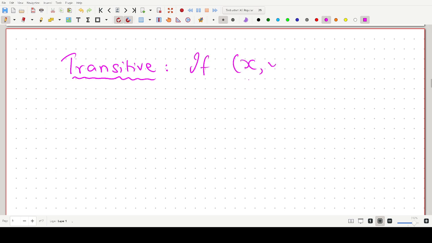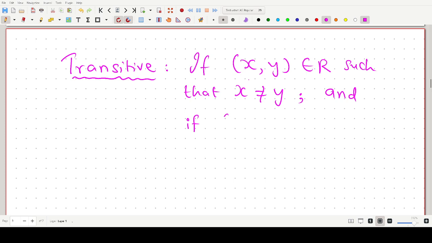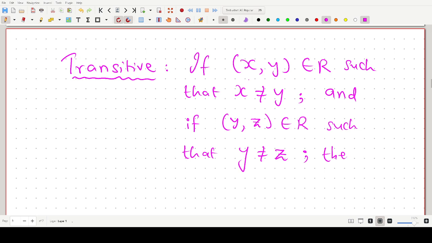And if (x, y) belongs to R such that x is not equal to y, and if (y, z) belongs to R such that y is not equal to z, then (x, z) will belong to R.